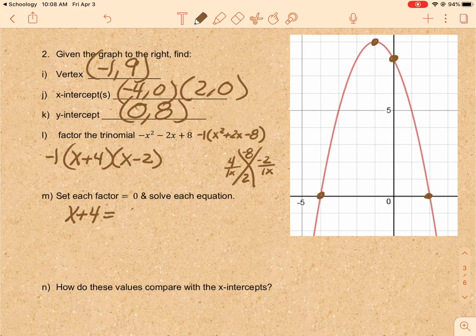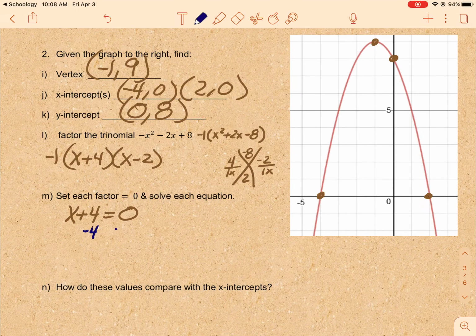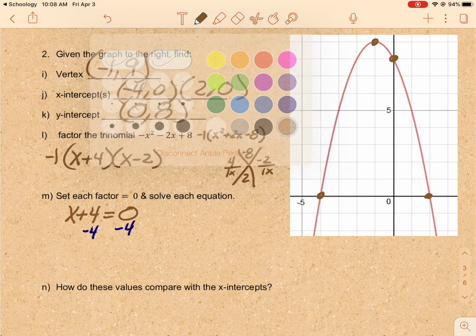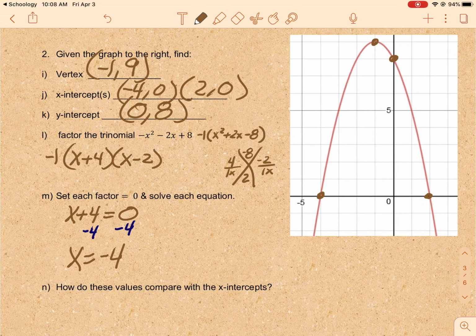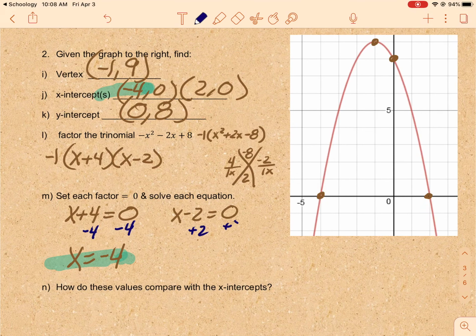So x + 4 equals 0. Subtract 4 from both sides, and you're getting x equals -4. We knew we were getting an x-intercept of -4. That checks out. If we set x - 2 equal to 0, add the 2 to both sides, and we're getting x equals 2. We knew that we were going to get an x-intercept of 2.